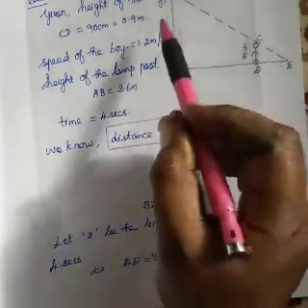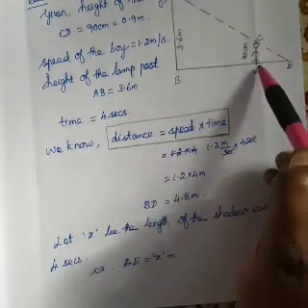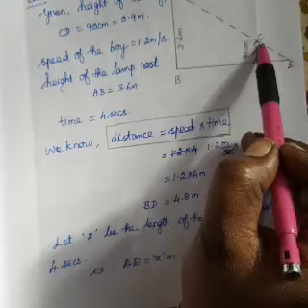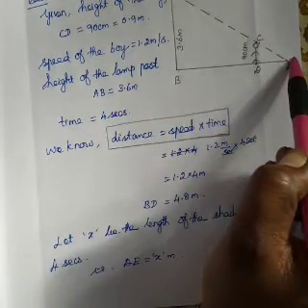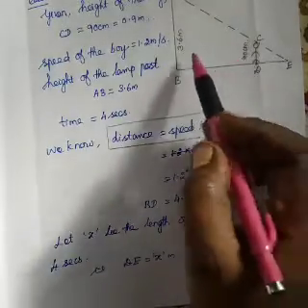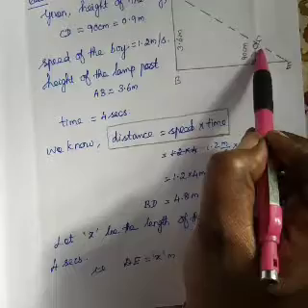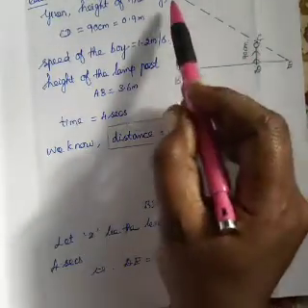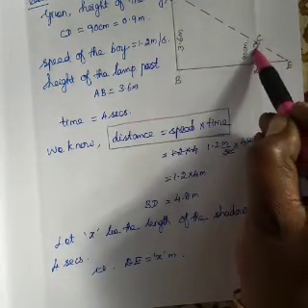Now you listen, this angle BAC and DCB, okay, that two angles make the same line here. These two angles are equal since the angles are corresponding. So we can say angle A equal to angle C.